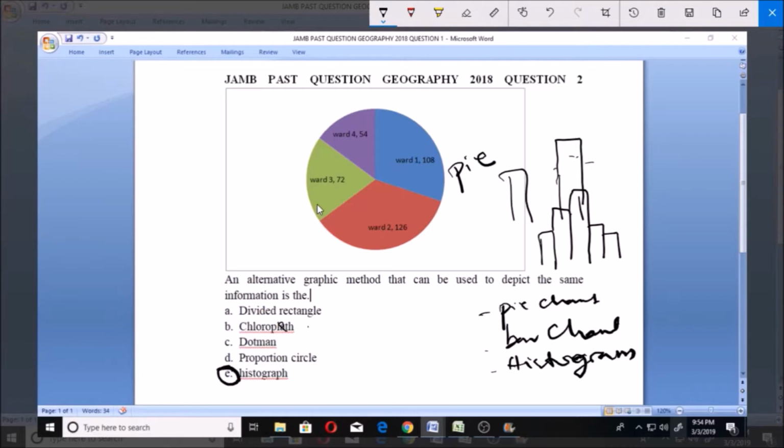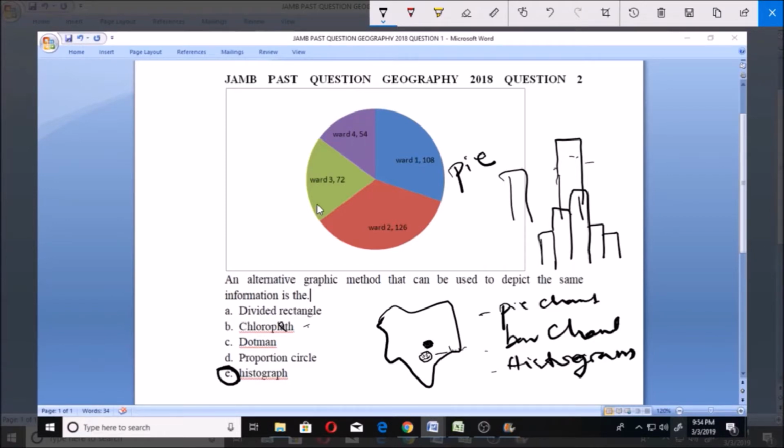Some people are going to say it's choropleth, but choropleth is, let's say you have a map of Nigeria. Choropleth is actually a thematic map. You have lighter and darker shades. If it is dark, it shows higher population density. If it is lighter, it will be lower population density.